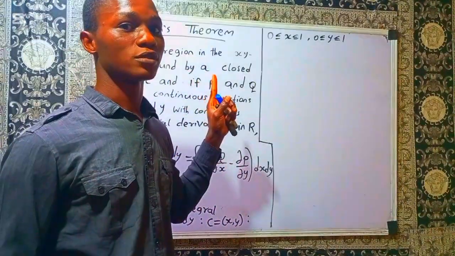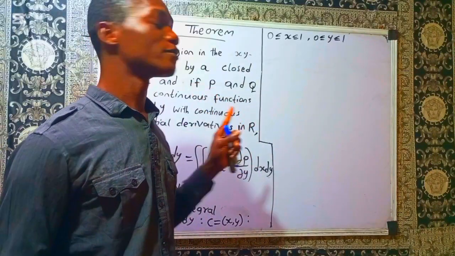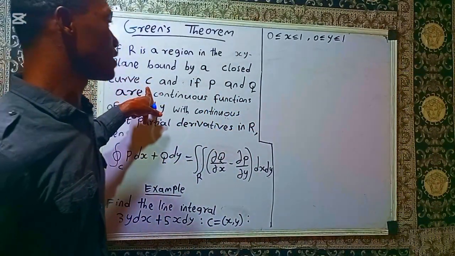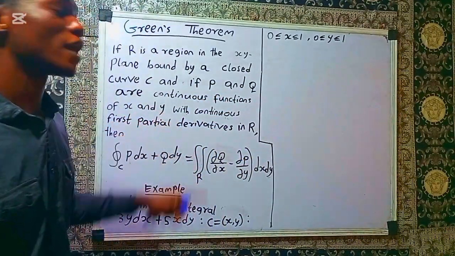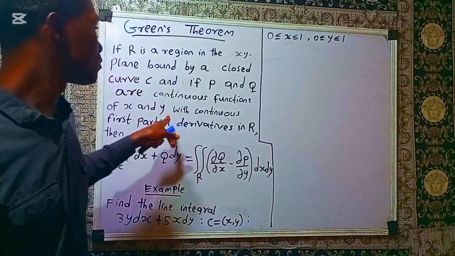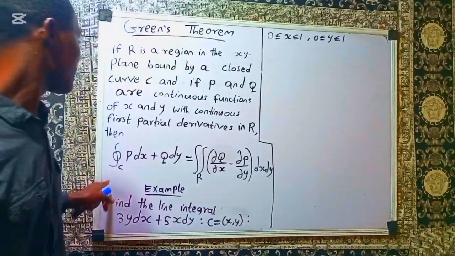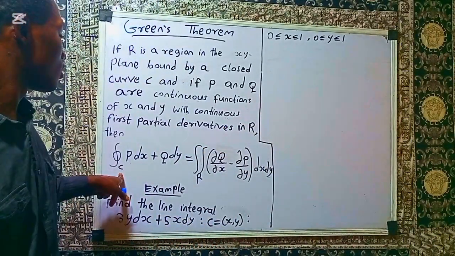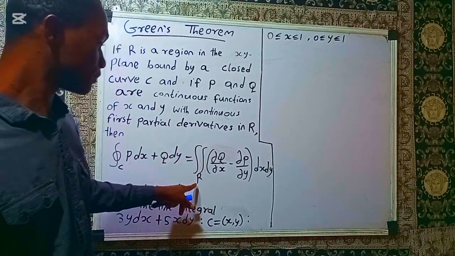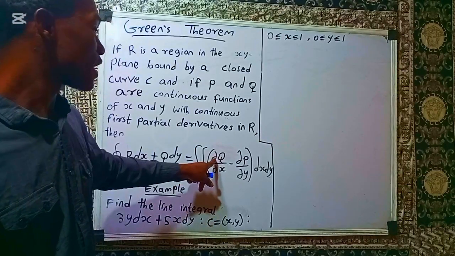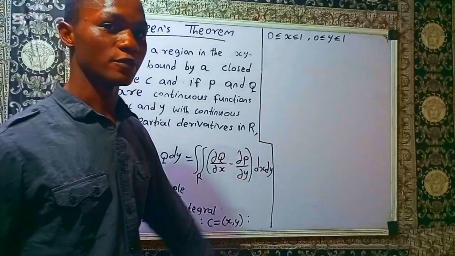If R is a region in the xy plane, and this R is bounded by a closed curve C, and P and Q are continuous functions of x and y, and both of them have continuous first partial derivatives in this region R, then the integral over the closed curve C of P dx plus Q dy is equal to the double integral over the region R of partial Q partial x minus partial P partial y dx dy.